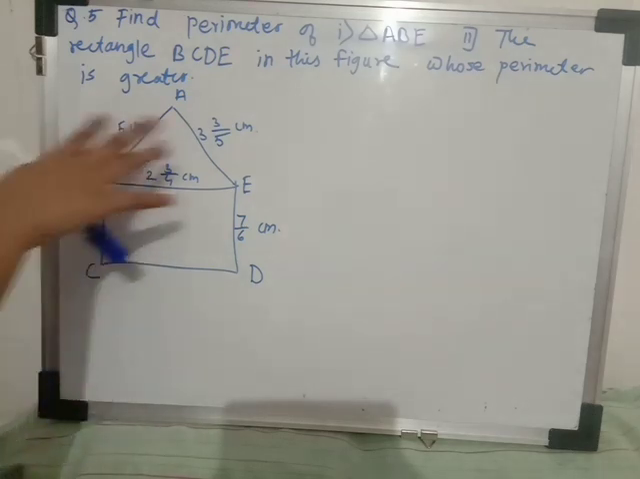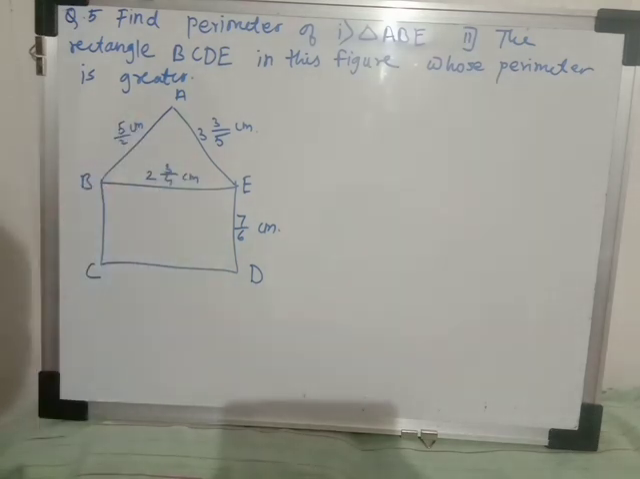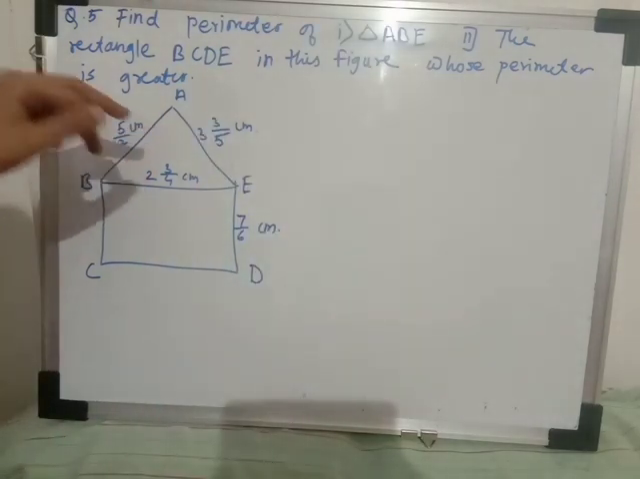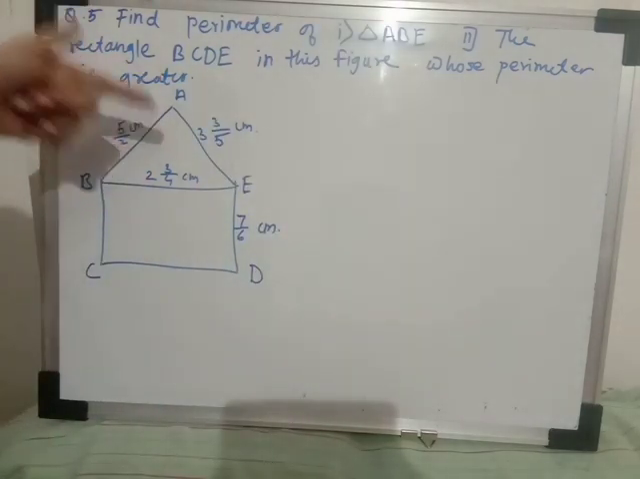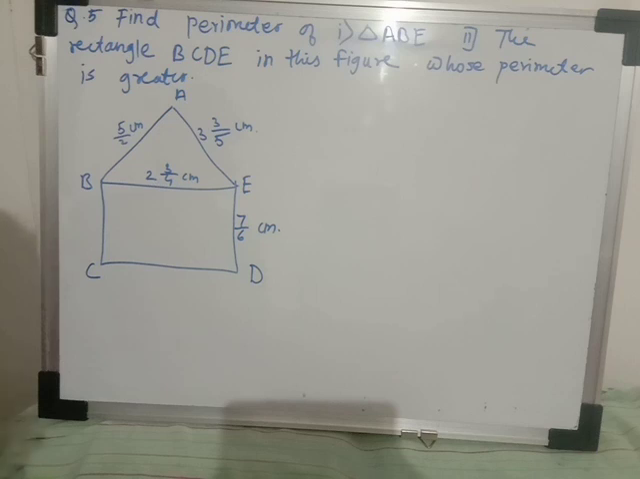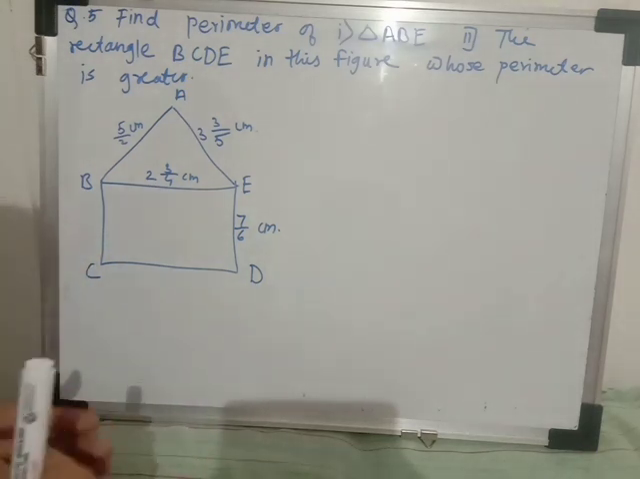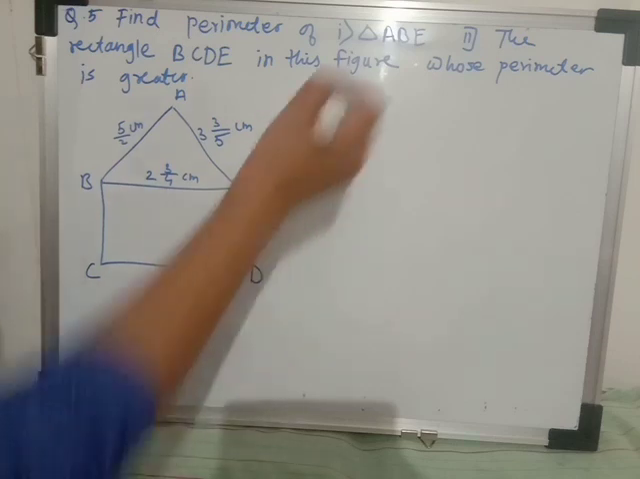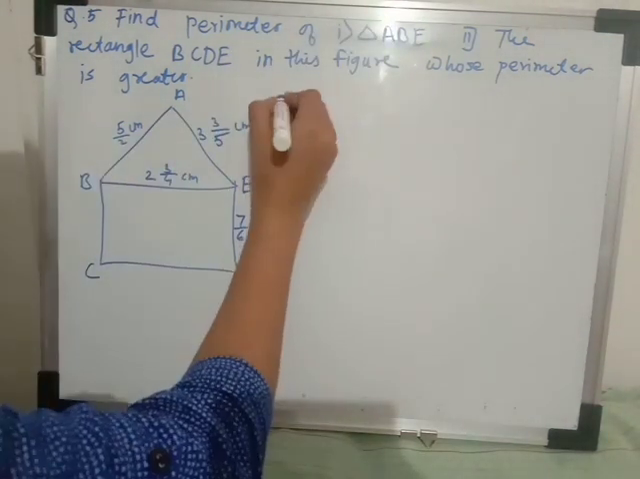Here they have given the measurement of all the sides of this figure. We have to find their perimeters, and after that we have to find out whose perimeter is greater, the perimeter of the rectangle or the perimeter of the triangle. So first we find their perimeters, then subtract the perimeters of both figures, and then decide which one is greater. So first we will find the perimeter of triangle ABE.